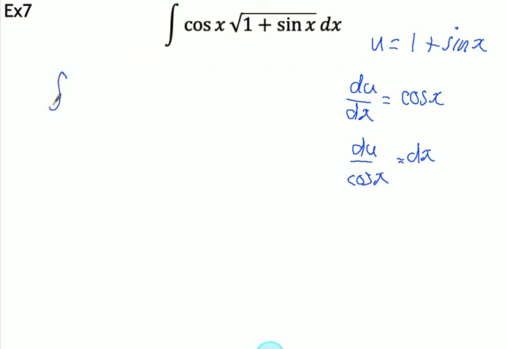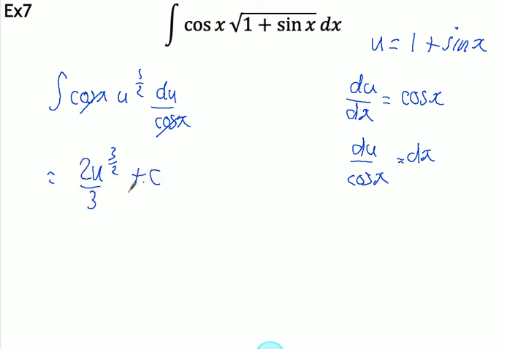So integrate. Okay, so it's just u to the half du, which is u to the 3 over 2, 2/3 plus c, and then finally substitute back in our u.